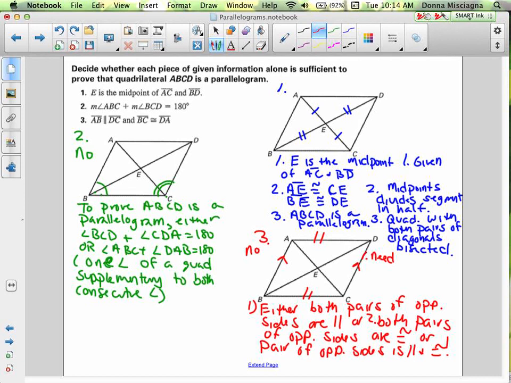So we would either need AD and CB parallel, or excuse me, we need the other pair of sides parallel. We already have AB and CD. We would need AD and CB. I accidentally put D instead of B. For reason number 2, we would need AB congruent to CD.